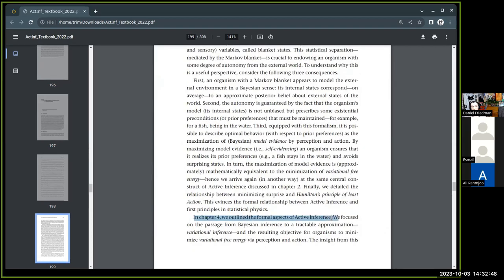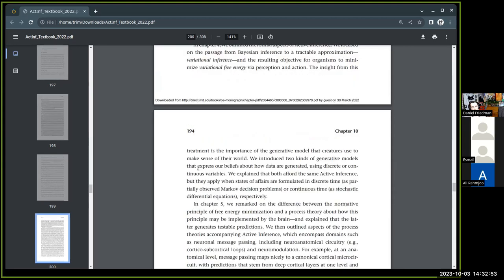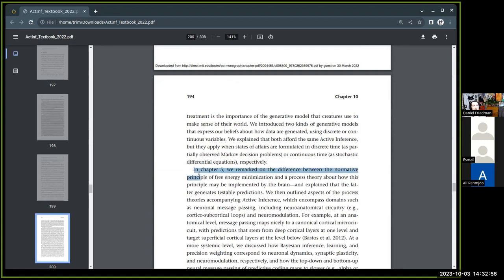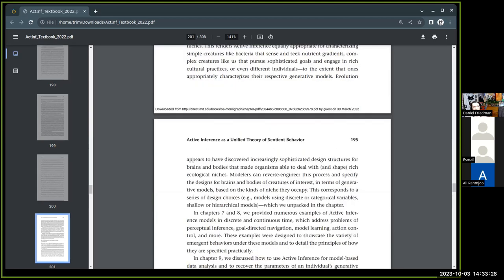Chapter 4, The Formal Aspects of Active Inference, with a focus on variational inference on generative models. Chapter 5, they developed from the abstract perspective in Chapter 4 and went into more detail on the process theory about how the principle may be implemented by the brain. And they gave a bunch of examples of systems of interest and related work on the mammalian nervous system. Chapter 6, The Recipe to Design Active Inference Models. Chapter 6 kicks off the second half of the book and takes a pragmatic turn towards hands-on application, with learners building their own generative models along the way.